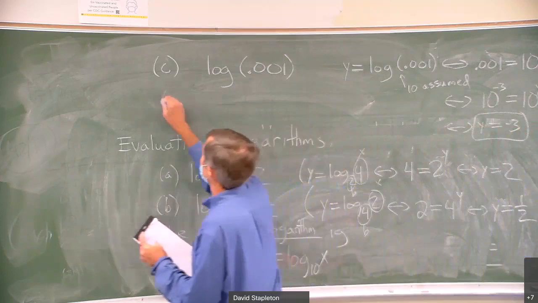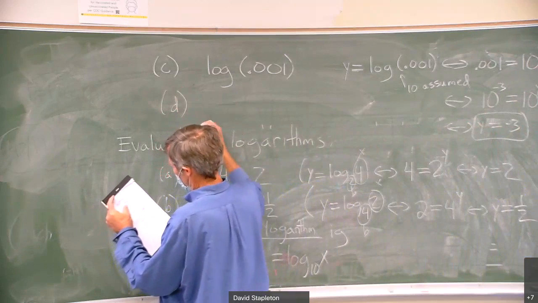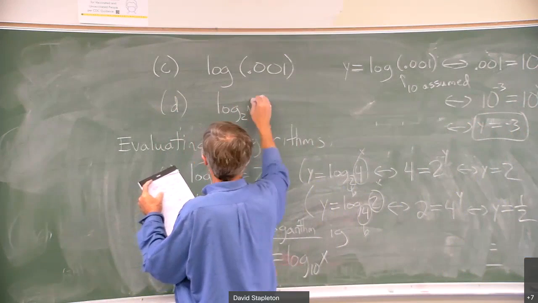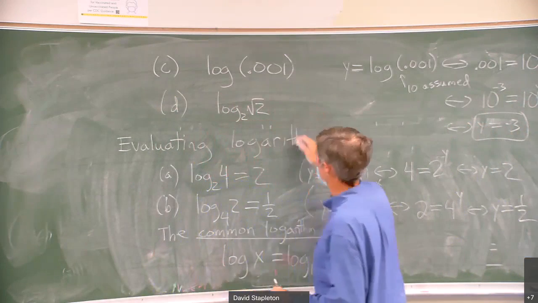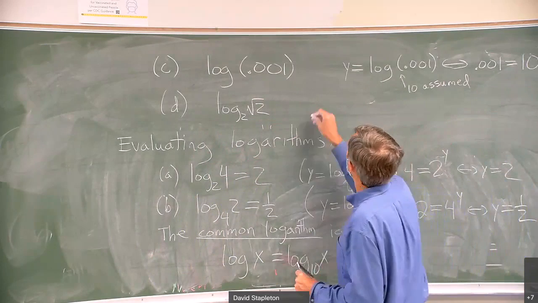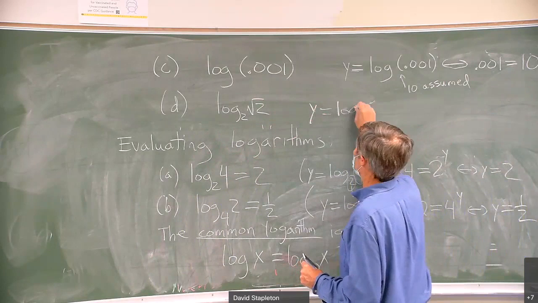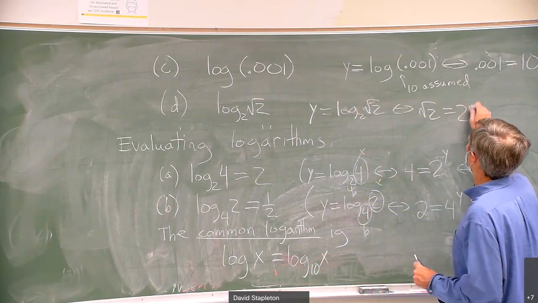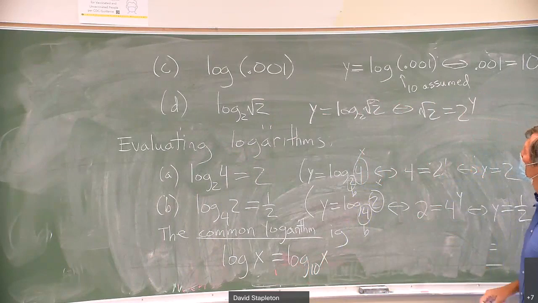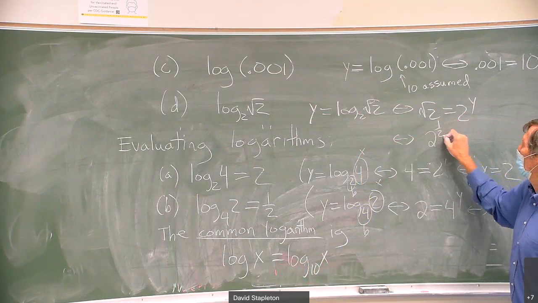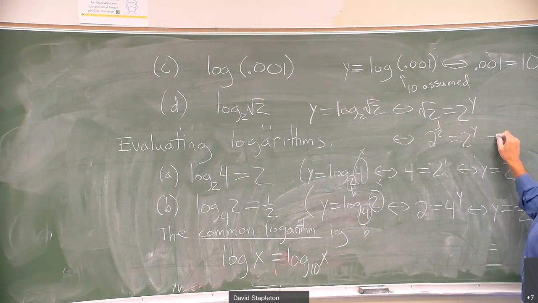Finally, let's try this one. Log base 2 of square root 2. What could that be? This is solving y equals log base 2 of square root 2. What was I saying? Square root 2 equals 2 to the y. What do I do? Once again, combine both as powers of 2, right? This one is 2 to the 1/2 equals 2 to the y. Evidently, y equals 1/2. There it is.